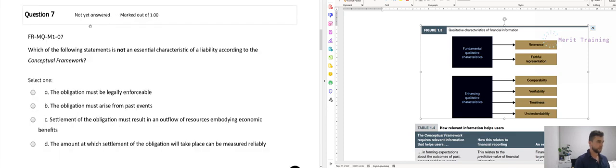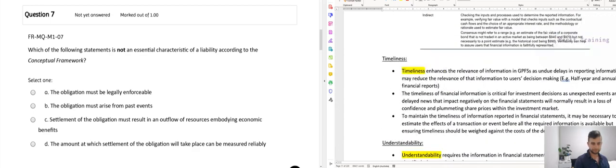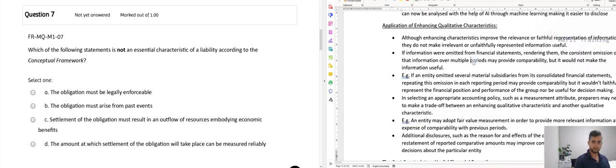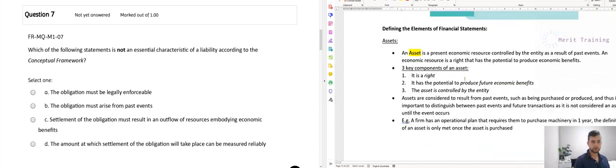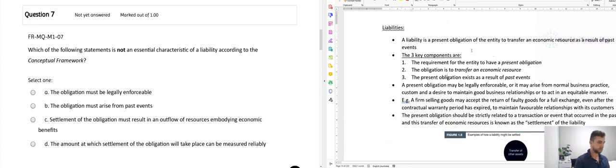Alright, question 7. Which of the following statements is not an essential characteristic of a liability? Right, so if you remember, we went through the definition of what an asset and liability is. So we can bring this up in terms of what the key characteristics are, but we can probably figure it out just based off the top of our head. So the key components must be a present obligation. So we need to figure out what's not.